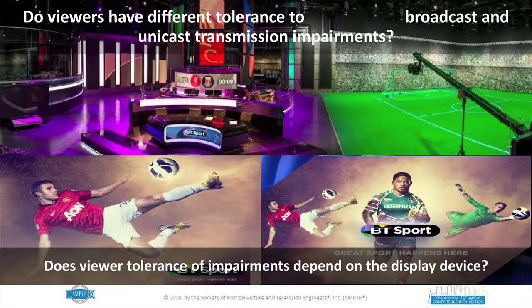So what we wanted to do is design subjective testing that allows us to answer two questions. The first one is, do viewers have different tolerance to broadcast and unicast transmission impairments? And does the viewer tolerance of impairment depend on the display device?